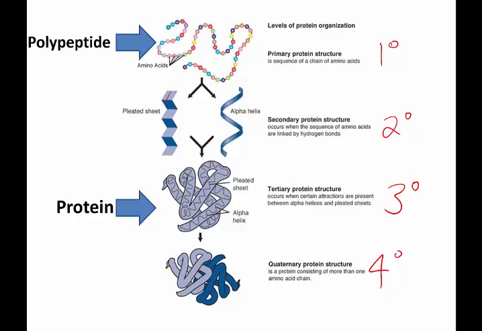Once we get to the secondary level, we start having hydrogen bonds coming into play. So we get these beta pleated sheets, which look like folded pieces of paper, and we get these nice little helixes called alpha helixes. So this is the secondary level of protein structure. On the third level, we finally get that 3D shape. So now things are coming together. You can see it almost looks like a ribbon all tangled up.